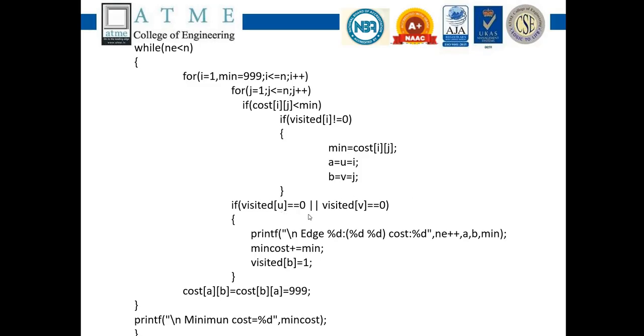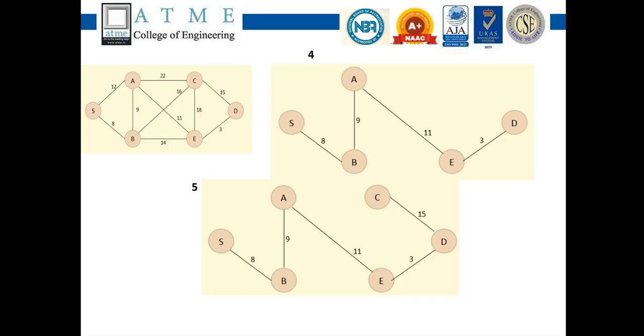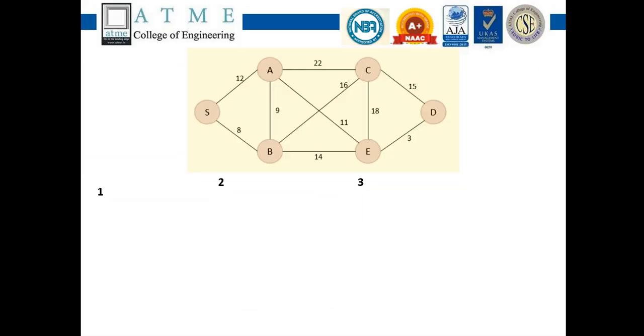Once visited of U equal to 0 or visited of V equal to 0, how do these conditions work? Please see this. If I consider this first initial condition, which has been visited, S and B, let us consider B has not been visited yet. For the first one, only S is visited. Either U or V has not been visited. Here U is S, V is B. If either of them has not been visited, then we can select an edge.